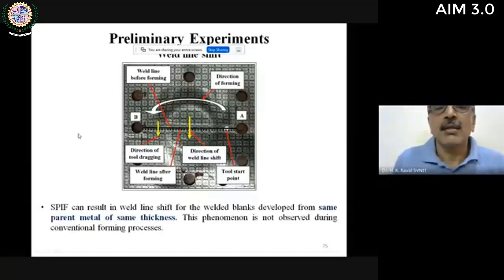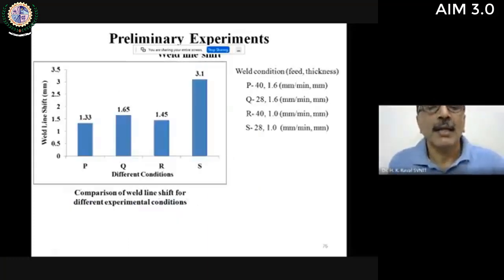This is the sample shown here, which shows the tool motion and the tool dragging effect, and then the weld line shift after deformations. And this is the tool starting point. This is done on the weld itself. This is the WTS condition. The tool is started from the weld, and the weld line is shifted in this manner. This arrow indicates the tool motion in the counterclockwise direction, and the weld line shifts are compared for 4 different combinations of thickness and feed.